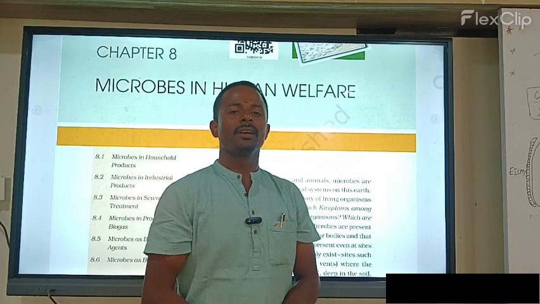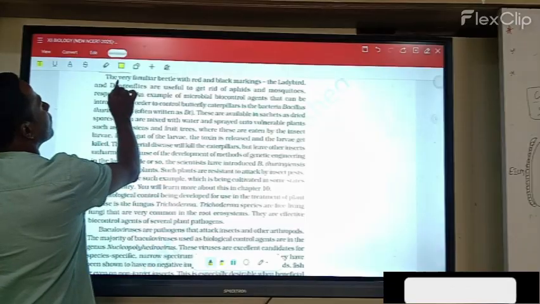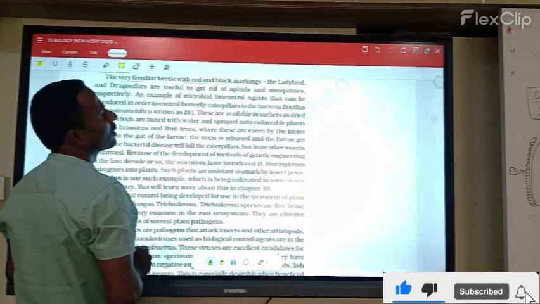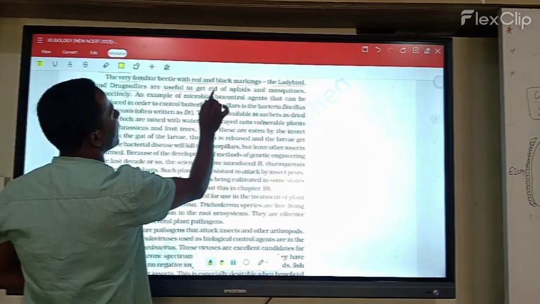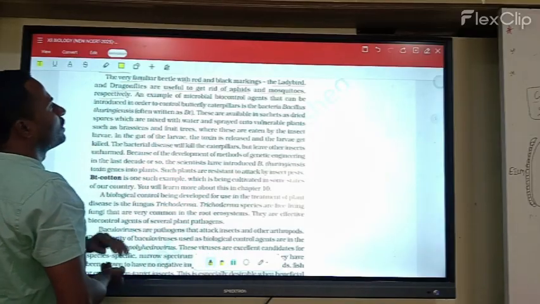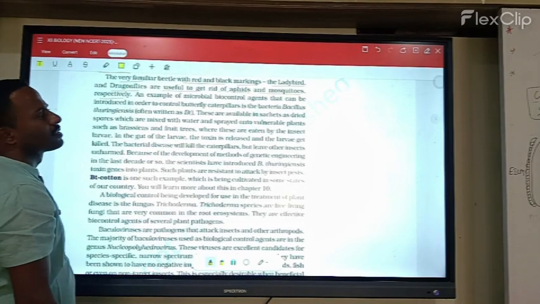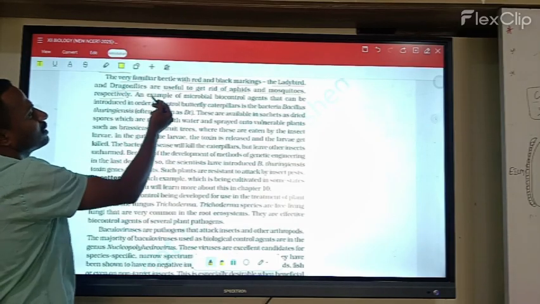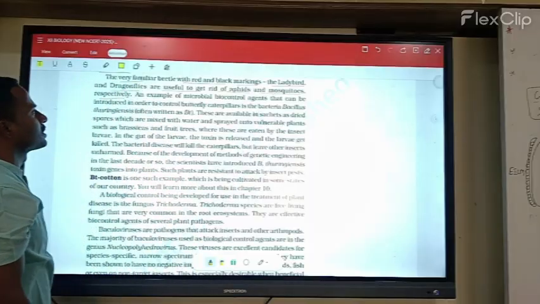For this section we discuss NCERT Class 12, the chapter on biocontrol agents. Familiar examples are the beetles, red with black markings, the ladybugs, and the dragonflies. Ladybugs, also called ladybirds, and dragonflies are useful to get rid of aphids and mosquitoes respectively.